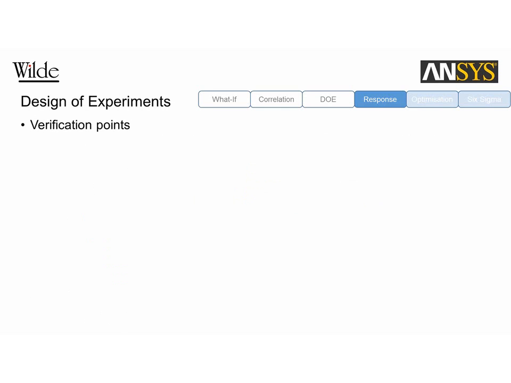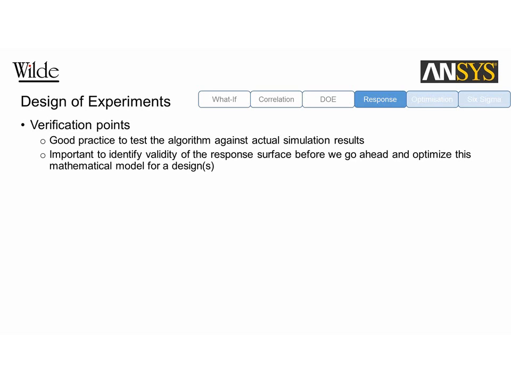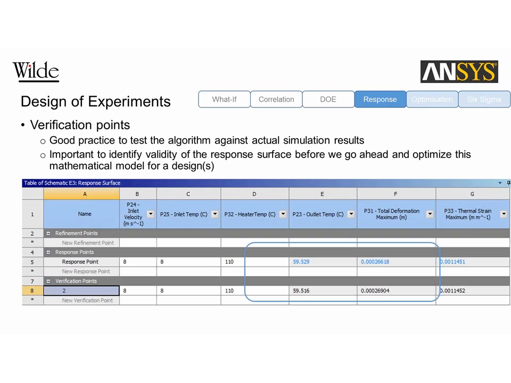Okay, so once we've got a response surface, it's important to actually check the validity of this response surface. The last thing you want to do is take the response surface that you've got, go ahead and design a product, and then realize that your response surface itself was not accurate. So within DesignXplorer, we can verify how good a response surface is.